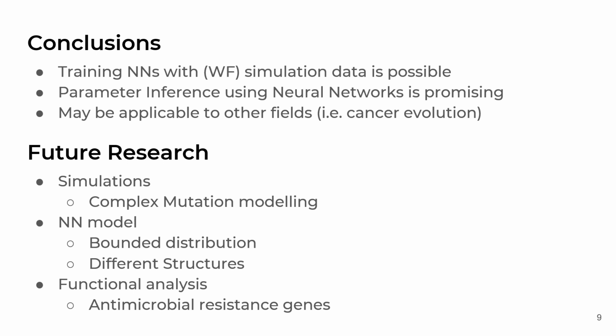For the neural networks, we may try different structures, like convolutional neural networks or encoder models. And instead of the model predicting a single value, we may improve it to predict a bounded distribution for parameter inference. And lastly, we can incorporate real genes to study gene evolution to better understand antimicrobial resistance.